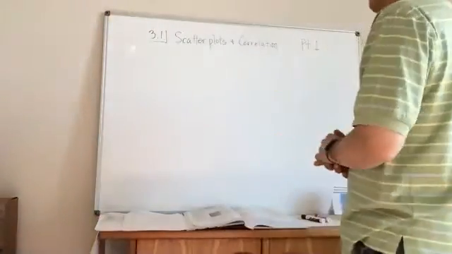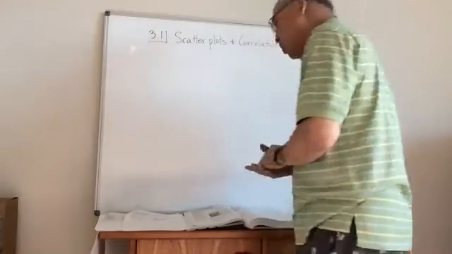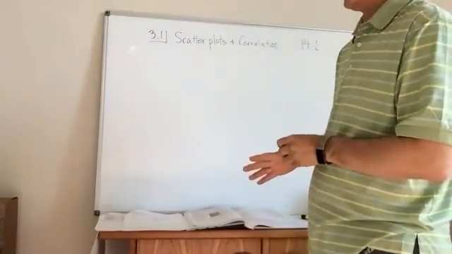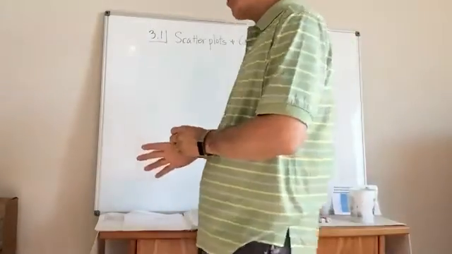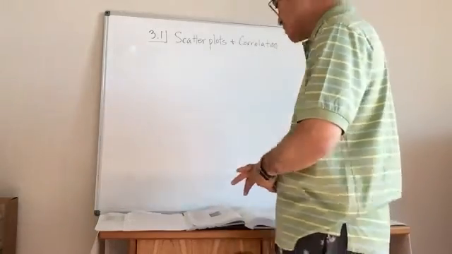In chapter 3, we're going to do scatter plots, correlation, line of best fit, least squares residual lines, and some interesting stuff.